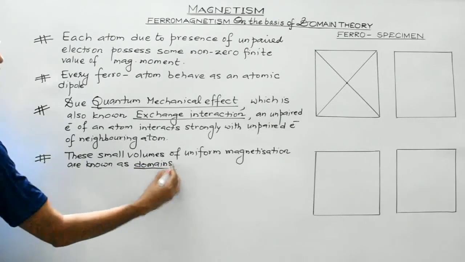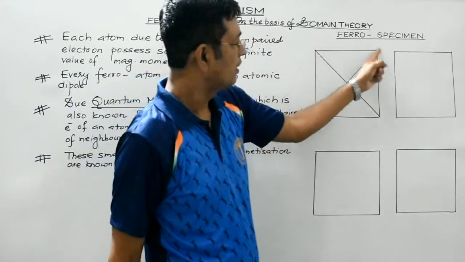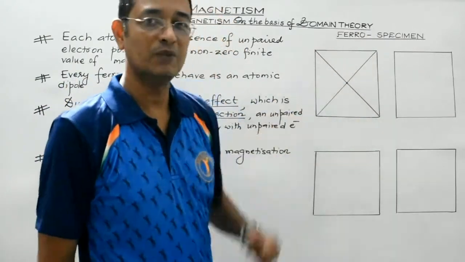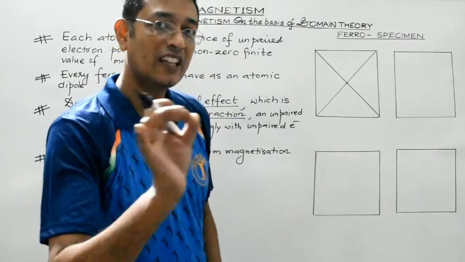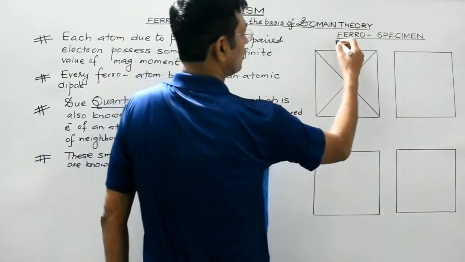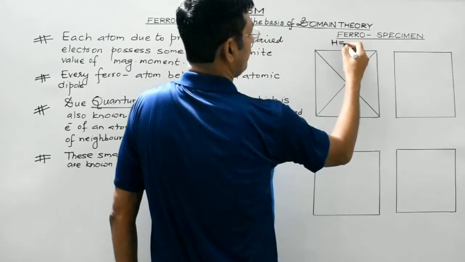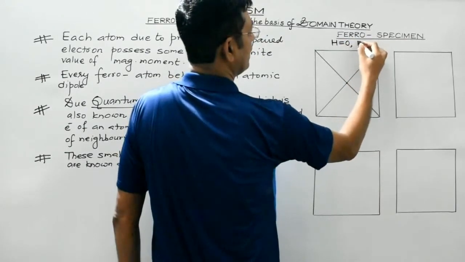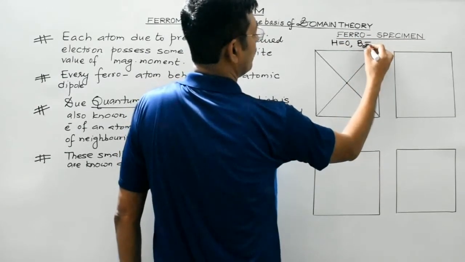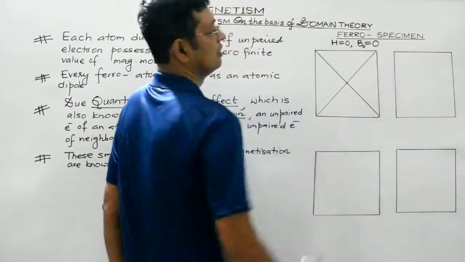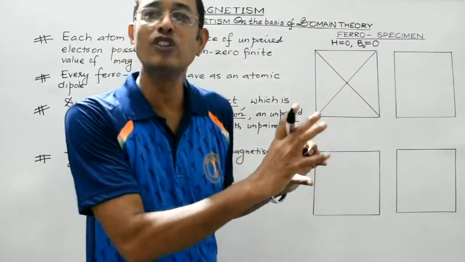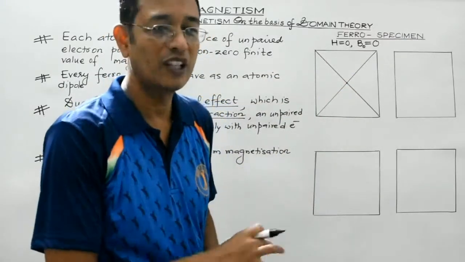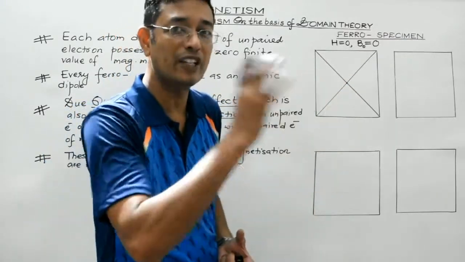So I'll explain this to you. Suppose this is a ferromagnetic specimen, and in the absence of an external field, suppose H, the magnetic intensity or external magnetic field, is absent. So I have drawn these four domains. This is just a pictorial representation so as to enable you to understand the concept in a better way.